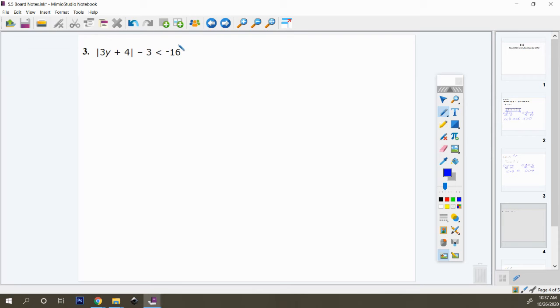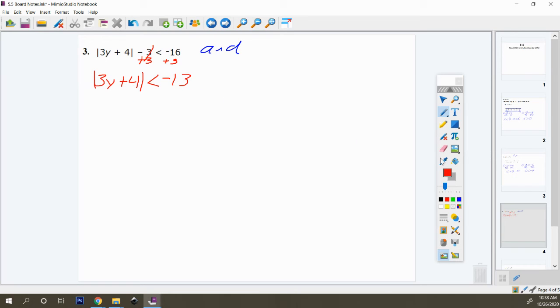Now, this one's much bigger. It's got a less than, so I know this is going to be an and, so we're going to keep that in mind. This one has something different, and not just because it's bigger, but because there's this minus 3 here that is not part of the absolute value. I cannot split it into two problems and solve until this absolute value is by itself. So I'm going to plus 3 before we ever get started to both sides. That gives me the absolute value of 3y plus 4, it's less than, and that makes negative 13. Now I can actually split it and solve.